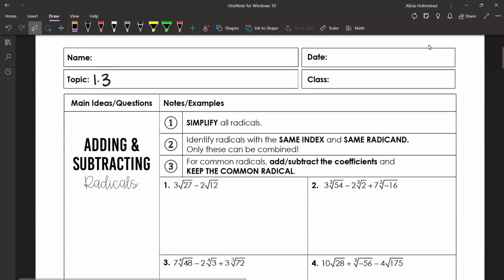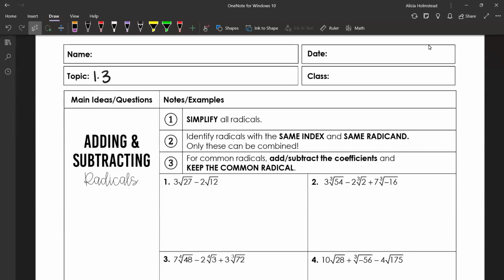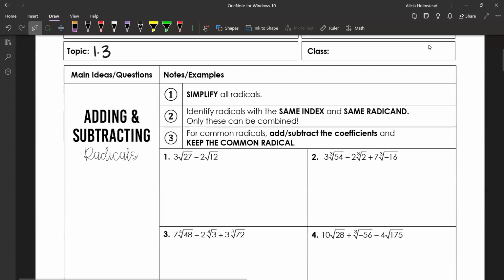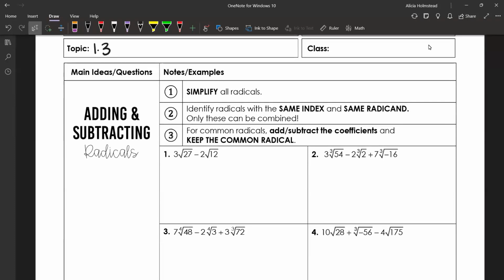So, this lesson, we're going to continue talking about radicals, but specifically, we're going to talk about radical operations, so how to add, subtract, multiply, and divide radicals. First, we'll talk about adding and subtracting. The steps that we use to do that are outlined here.